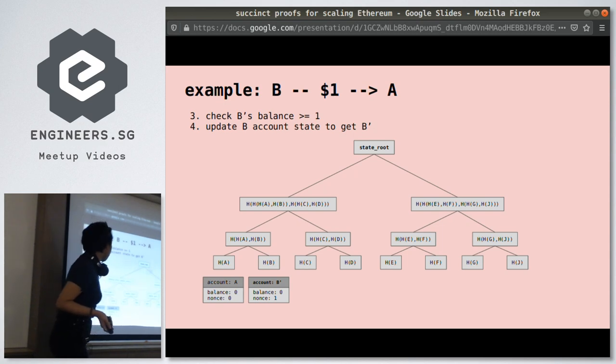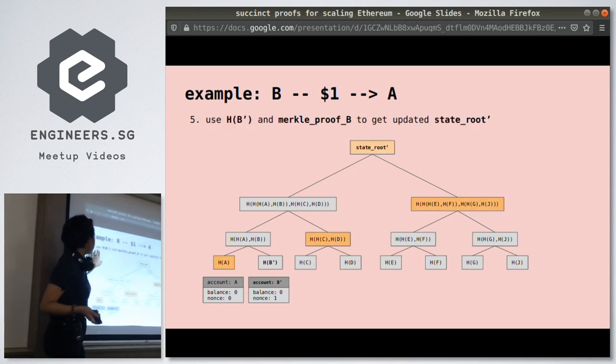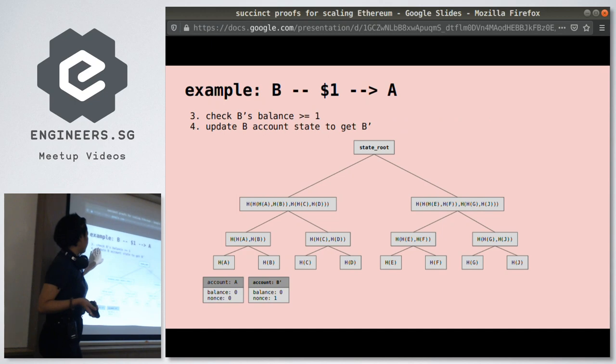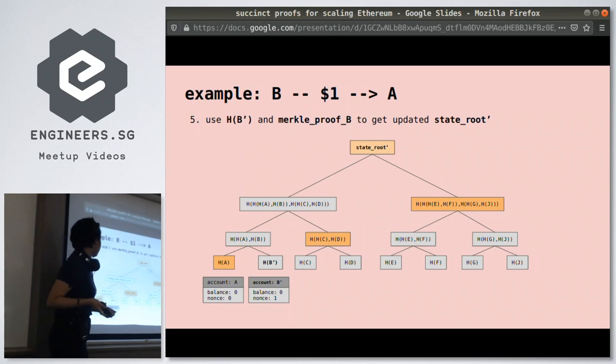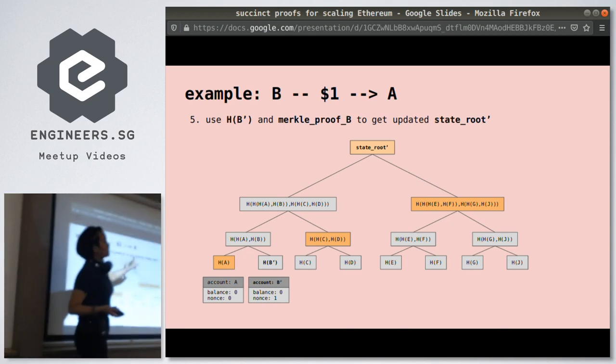We check, and after this check, we're happy to actually update Bob's account. So how we update Bob's account is, we debit $1 from his balance, we increase his nonce by one, and then we use the old Merkle proof that he gave us to do that same hashing and get this time a new state root, right?